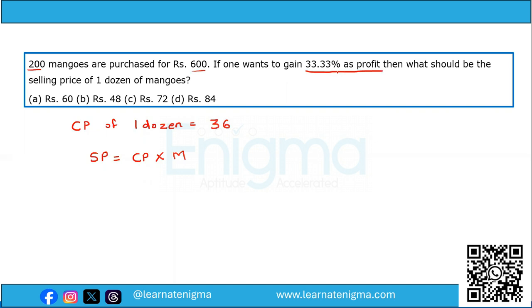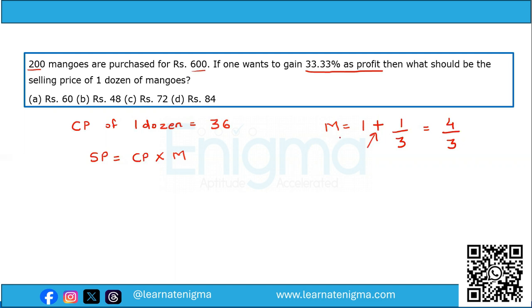Now, in this case, you are given 33.33% as profit. So therefore, multiplier becomes 1 plus the fraction equivalent of 33.33, which is 1 by 3. So therefore, it becomes 1 plus 1 by 3, that is 4 by 3. Now, because it is percentage profit, that's why this plus sign is there.